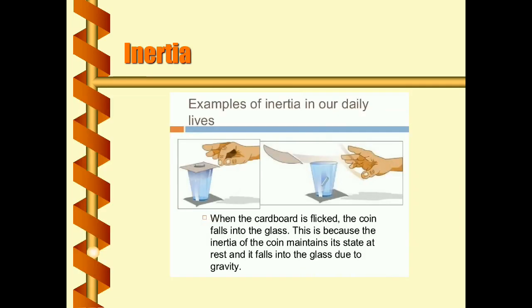Next, suppose we consider a daily life example. Here we consider a glass covered with a cardboard, and a coin is kept on it. If we flip the cardboard, what will happen to the coin? The coin falls inside the glass. Why? Because the coin has the property of inertia, that is, it will try to maintain its state of rest.